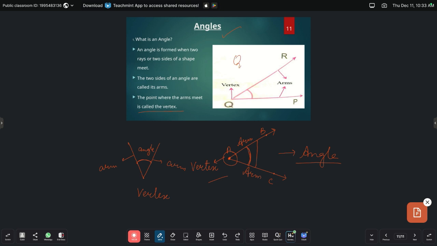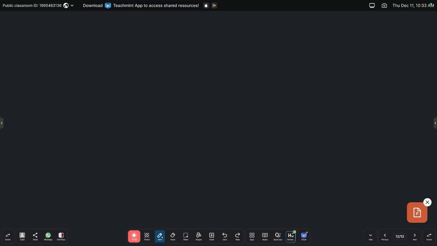So, coming to the figure here, you can see QR is a ray. Again, QP is also a ray. Both these rays are meeting at point Q. So, this Q is its vertex. These QR and QP are the arms. And here, the distance between these two arms is the angle. Got it, beta? Is this thing clear? Nice. We'll move to the next.